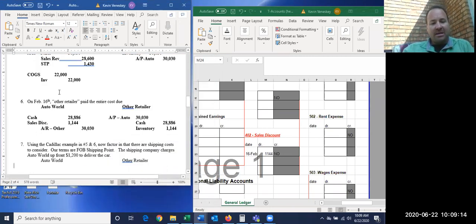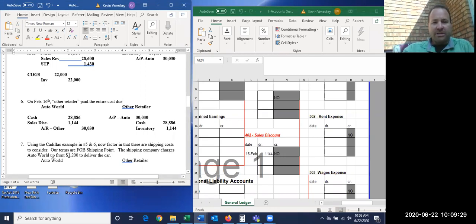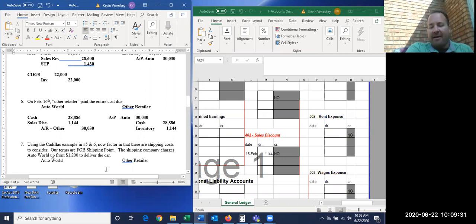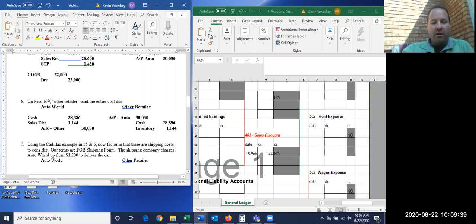All right, so using our same example from number 5 and 6, the only thing that's different is the terms are FOB shipping point, because we need to ship the item. We need to ship that car, and it's going to cost us $1,200 to ship that car up to wherever it's got to go. Terms FOB shipping point. Remember that I kind of switched up the terminology a little bit. Let's call it free to the buyer all the way to the shipping point. So that's not very good. That means the buyer ends up paying the shipping.